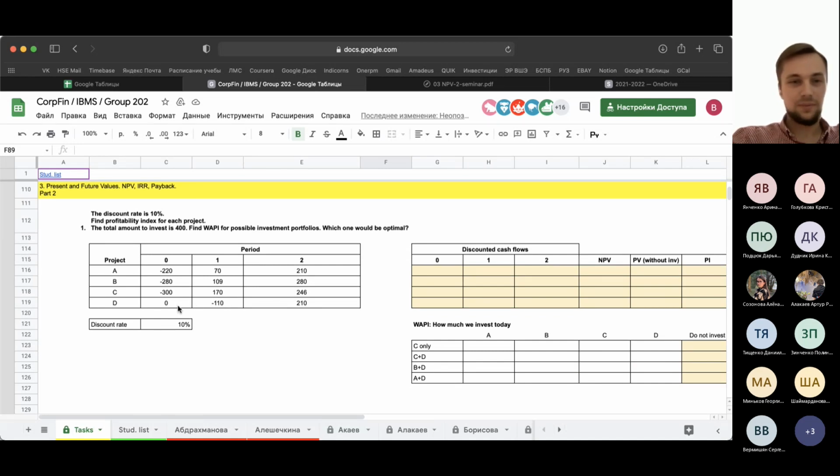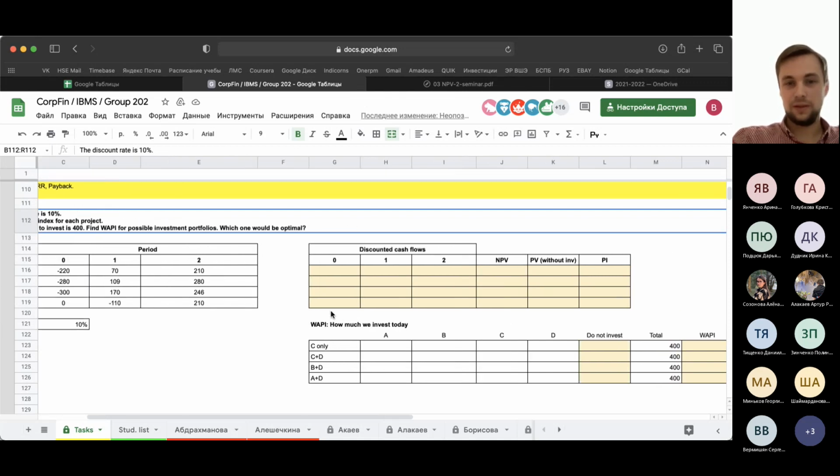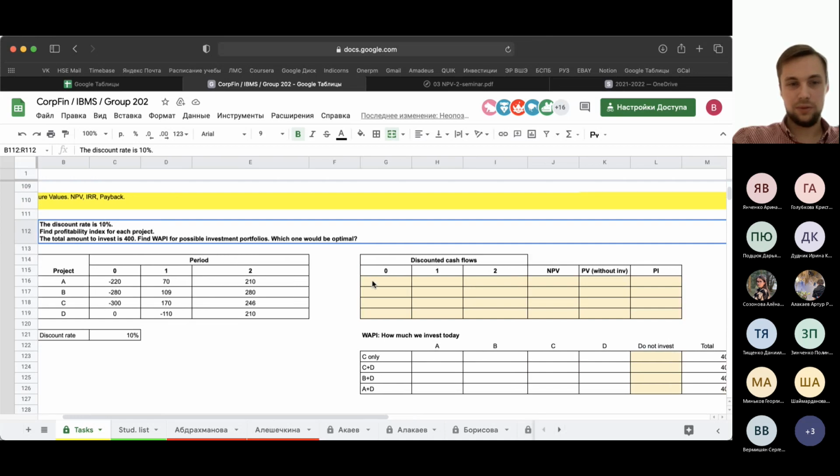Okay, so well, let's discuss first. The discount rate is 10%, as in the previous task. And we have some cash flow, some initial investment, some cash inflows in year 1 and year 2. And our task is to find the profitability index for each of the projects. Let's start with project A, because actually the formulas will be the same.